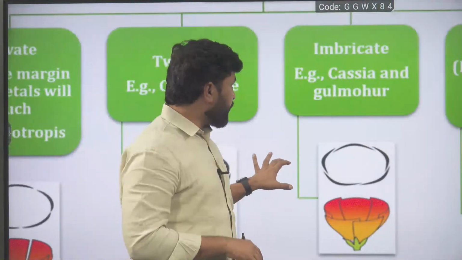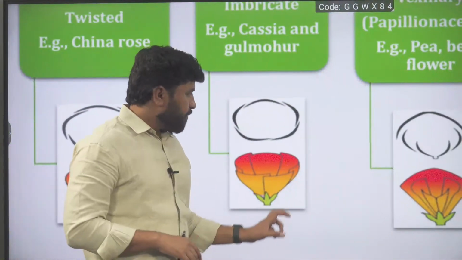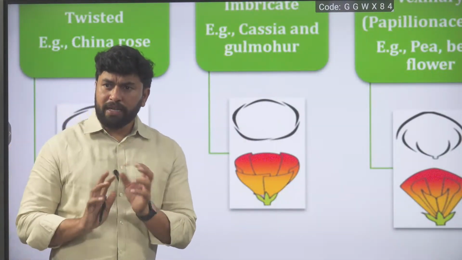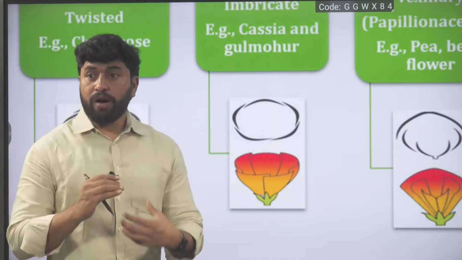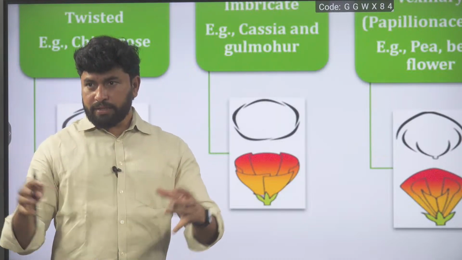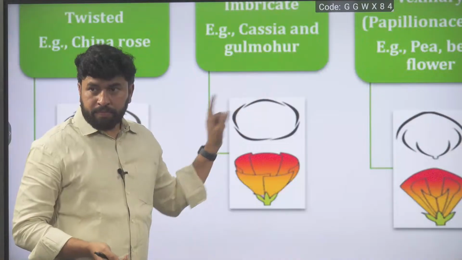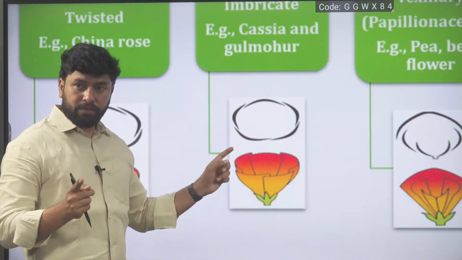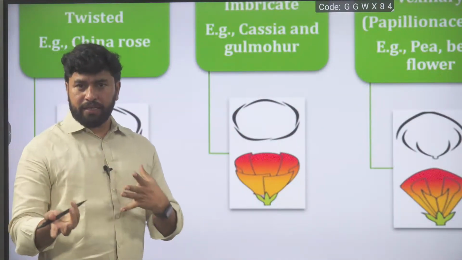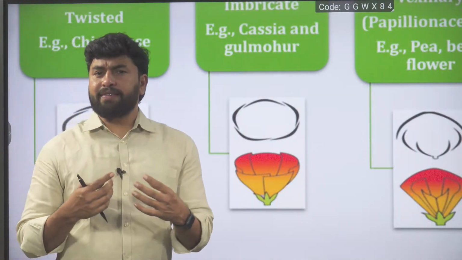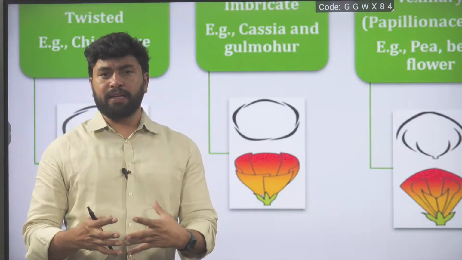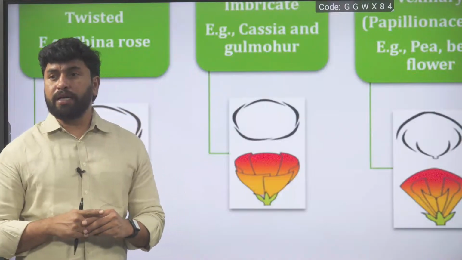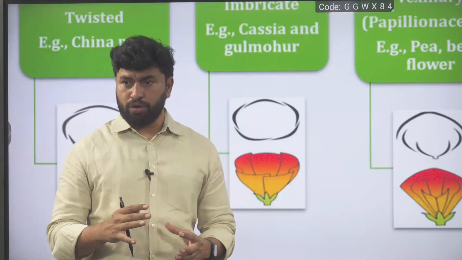Next one, imbricate. Important. When it comes to imbricate aestivation, here overlapping is there, but all the petals do not have the same overlapping. They have uneven overlapping. Some petals completely inside, look at this. Some petals completely outside. Next one, some petals are in and out. One edge is inside, another edge is outside. Like that, they do not follow any one exact pattern to arrange their petals. This phenomenon is called imbricate aestivation. Best example of imbricate aestivation, cassia and gulmohar.